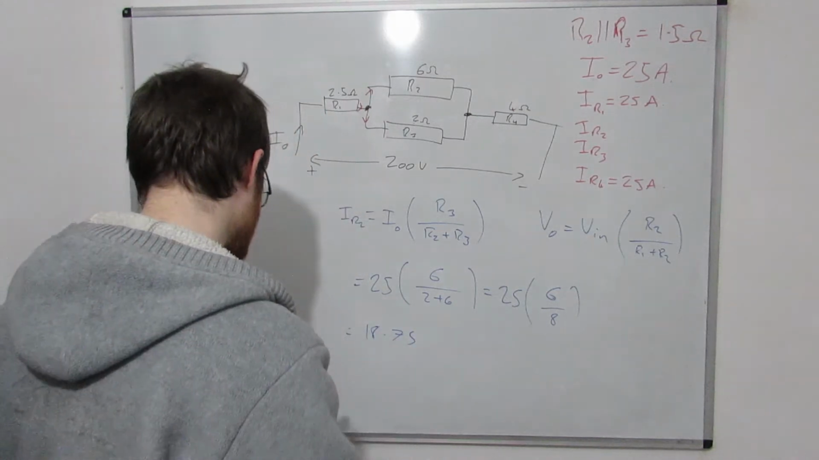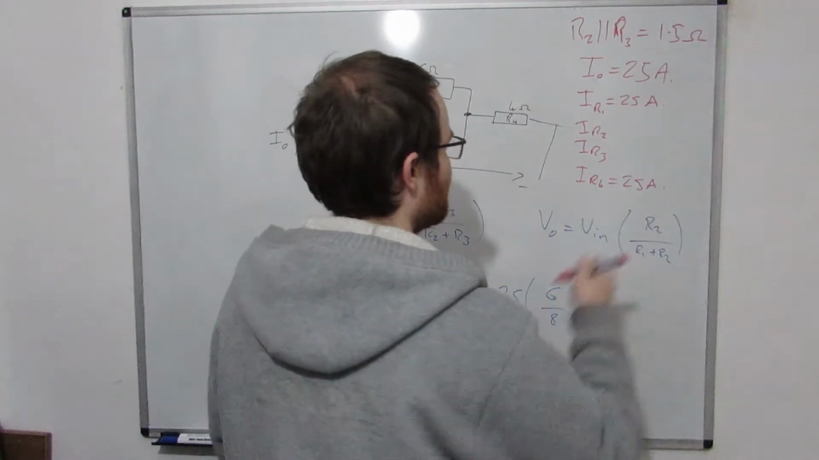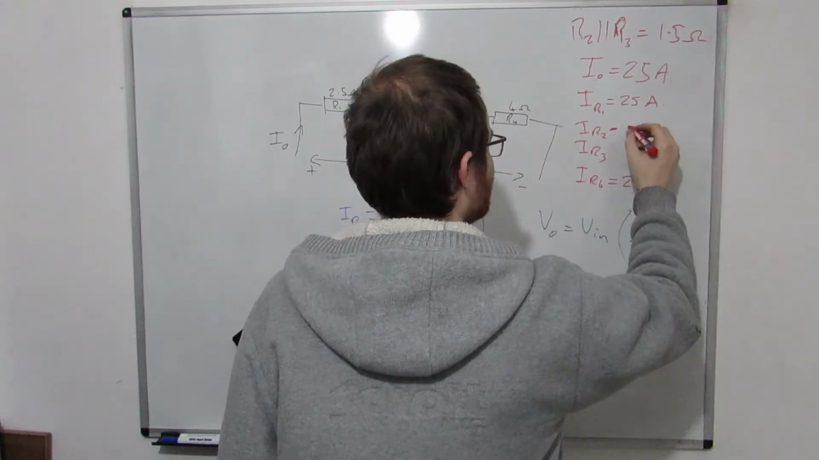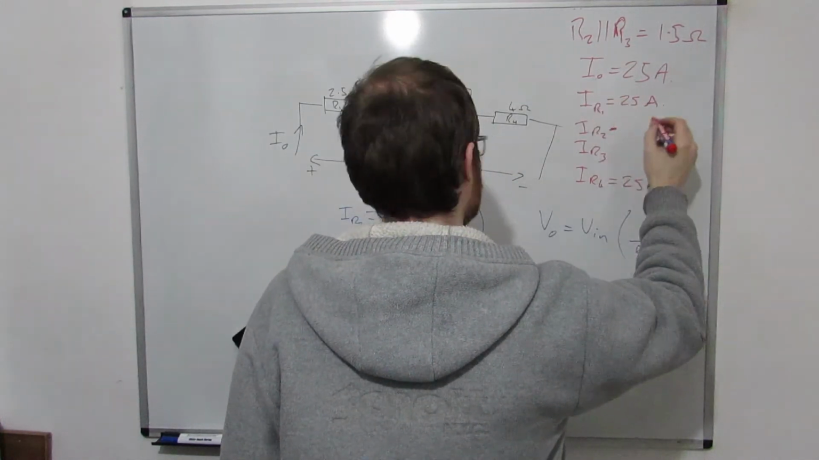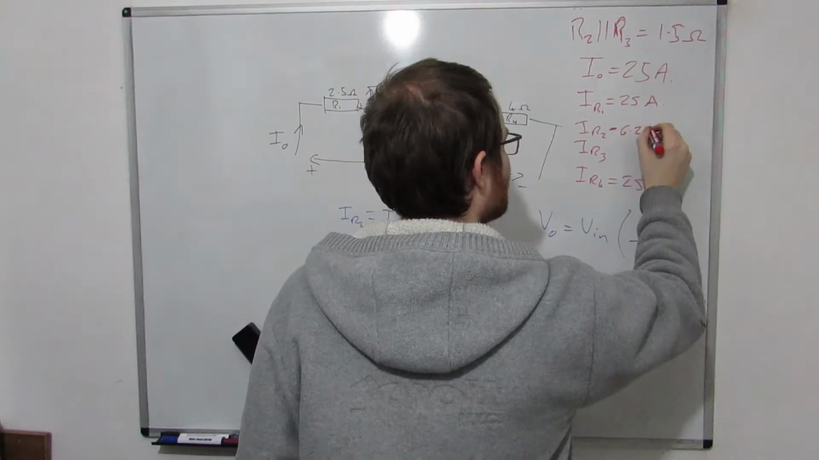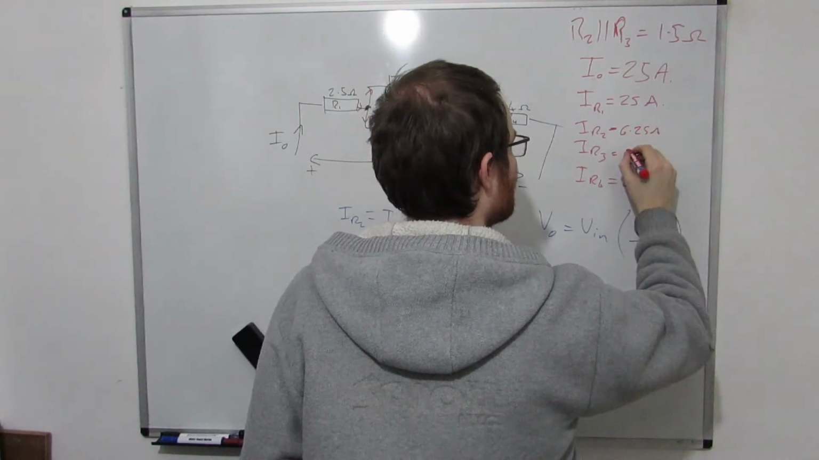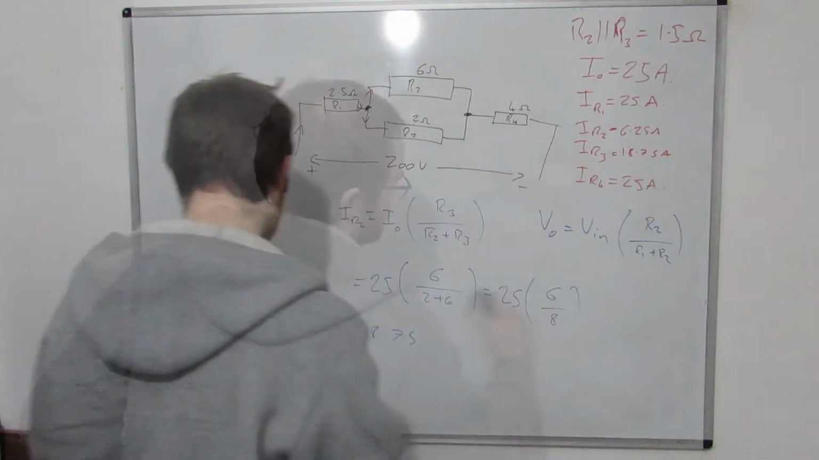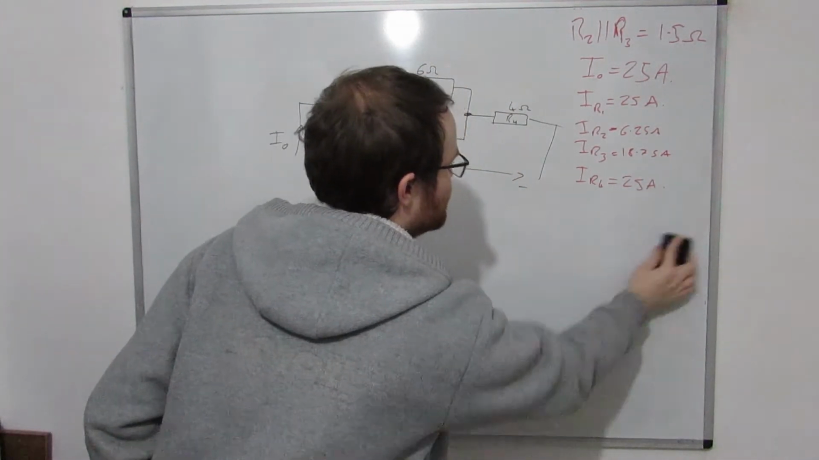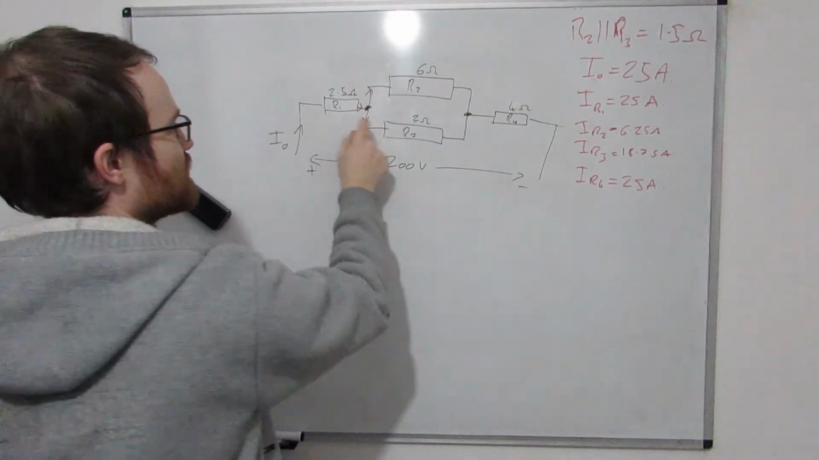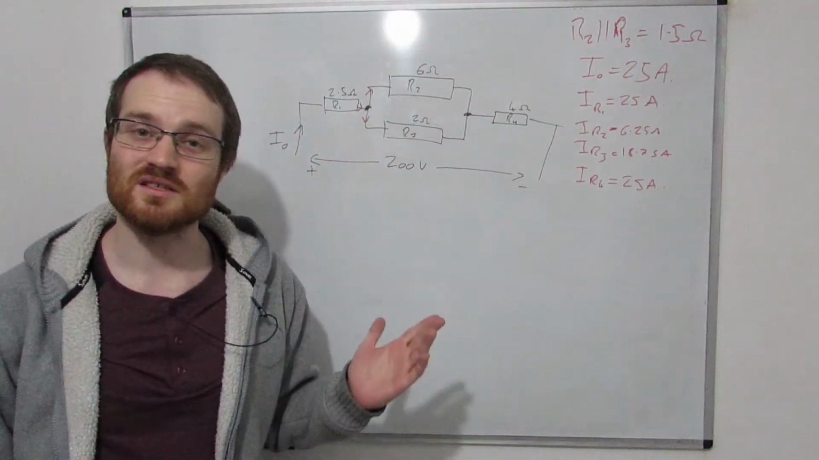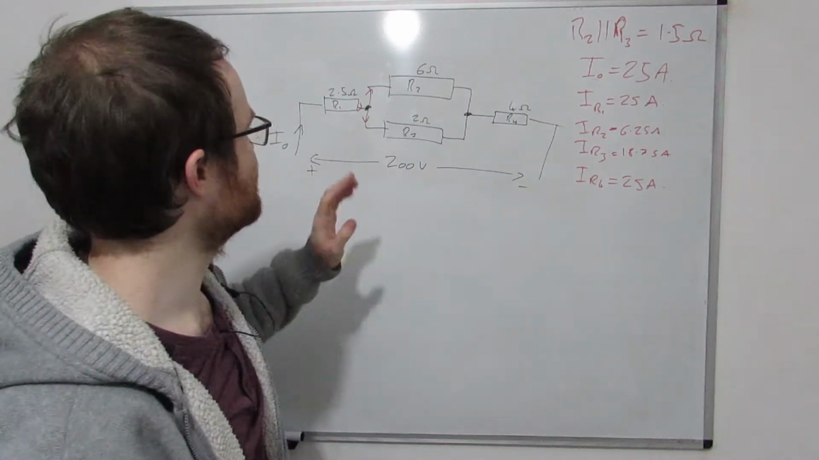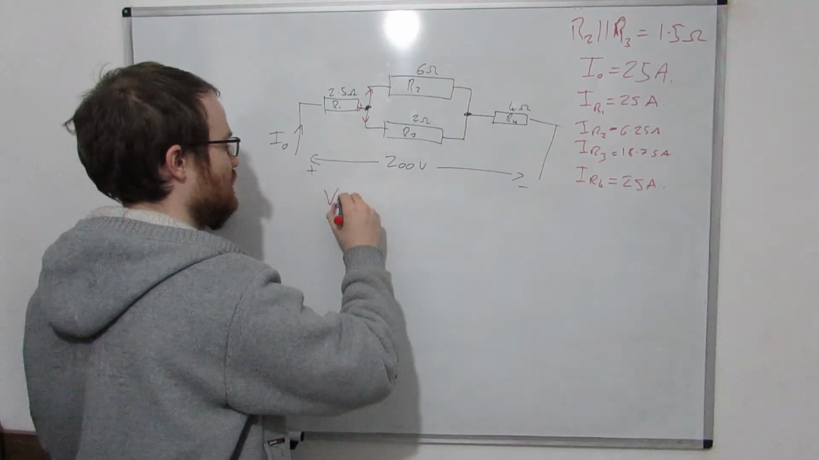Okay, so we now know IR2 is 6.25 amps. IR3 is 18.75 amps. Now we're on the home stretch and we want to find the voltages across each resistor, and that is just as simple as taking your Ohm's law, V equals IR.